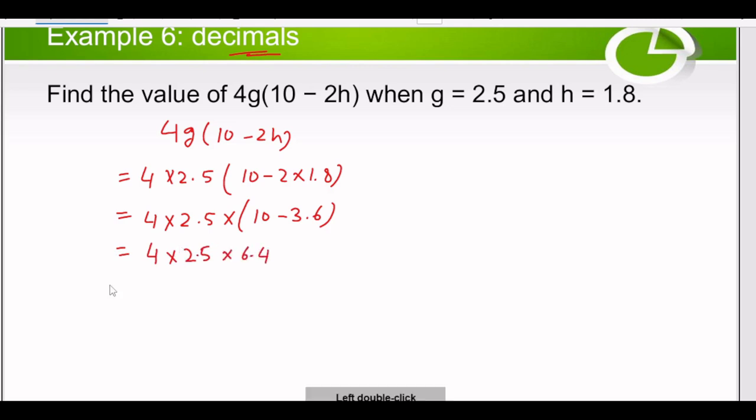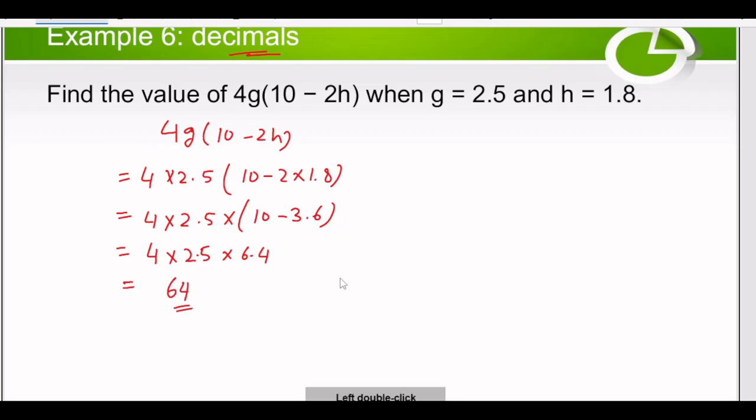Either you can multiply directly or you can break up the decimal, then you can do that. I am just writing it directly here because my purpose is to show you how we substitute the values. So, this comes out to be 64. The final answer is 64.